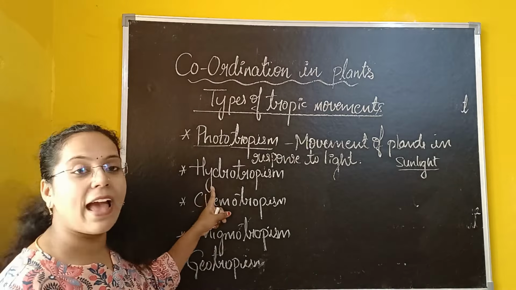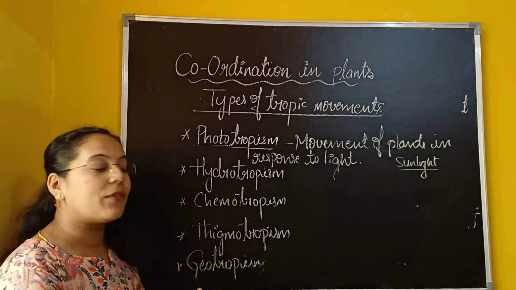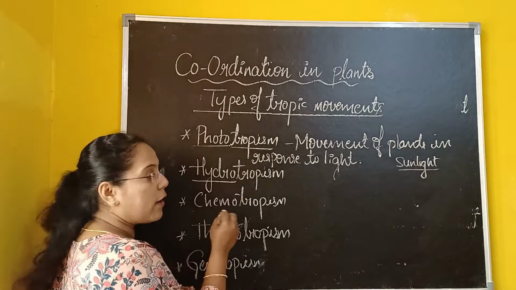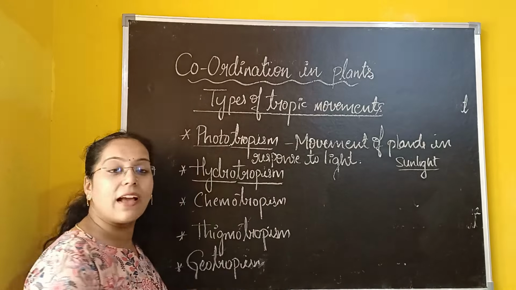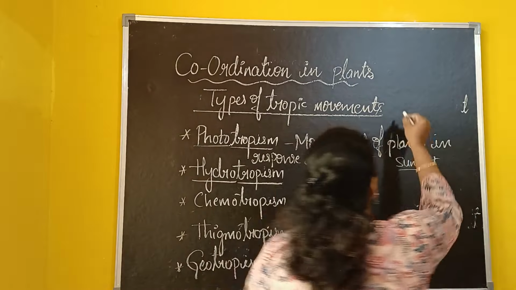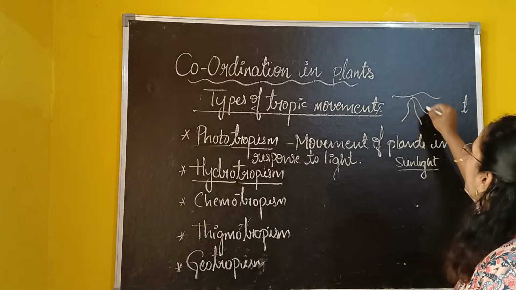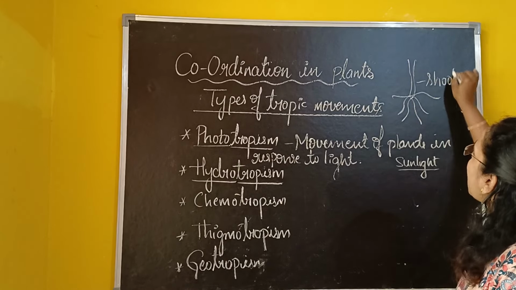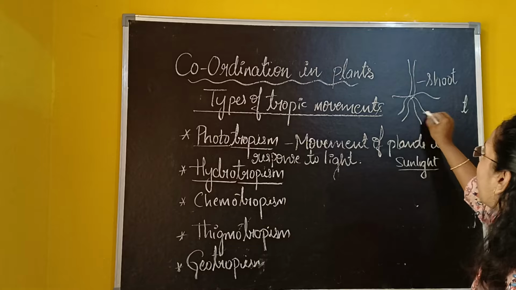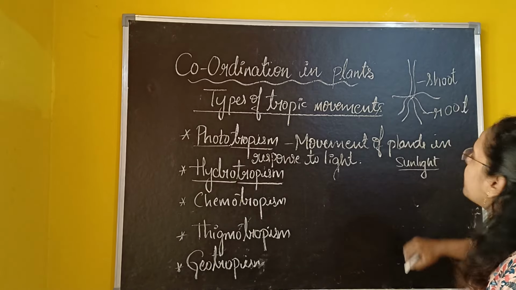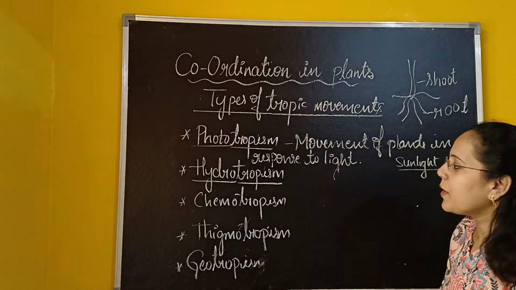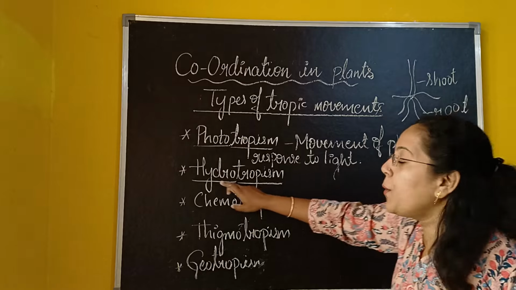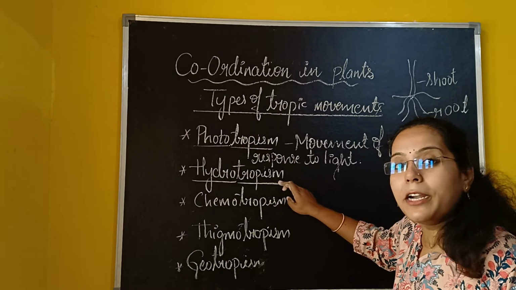So the next one we have here is hydrotropism. See, hydro is nothing but water. Tropism is nothing but again movement. Again, let me take a plant. You know, the plant has root and shoot. The part of the plant which is above the soil is called shoot, and which is below the soil is called root. Correct? So, hydrotropism. Hydro is nothing but water. Tropism is nothing but movement.